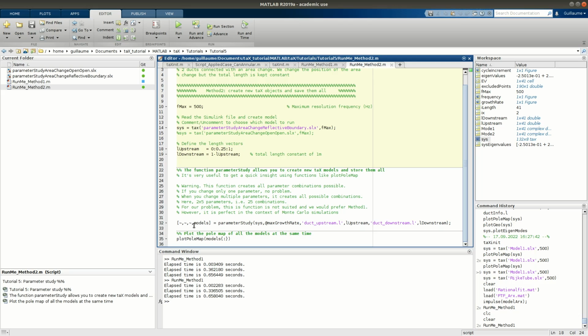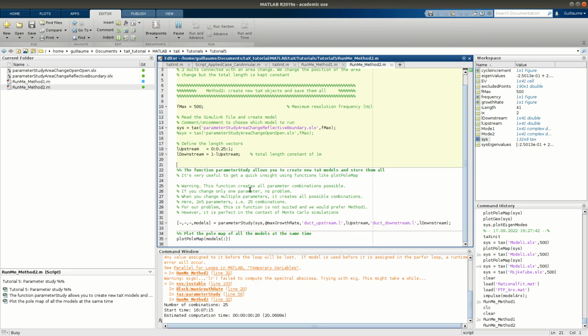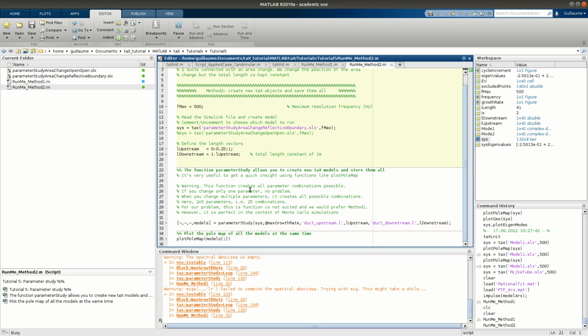the interesting part of this function is that it allows you to store all TX models. So instead of updating the current TX element or variable, it will create a new one, and you can store all that in an array. So it is convenient if you want to plot everything at the same time. However, it can also be very costly to store hundreds and hundreds of TX models. So be careful when you want to use parameterStudy.